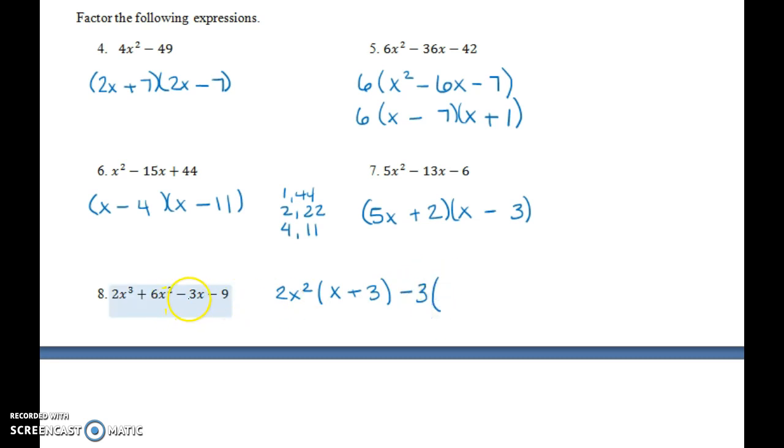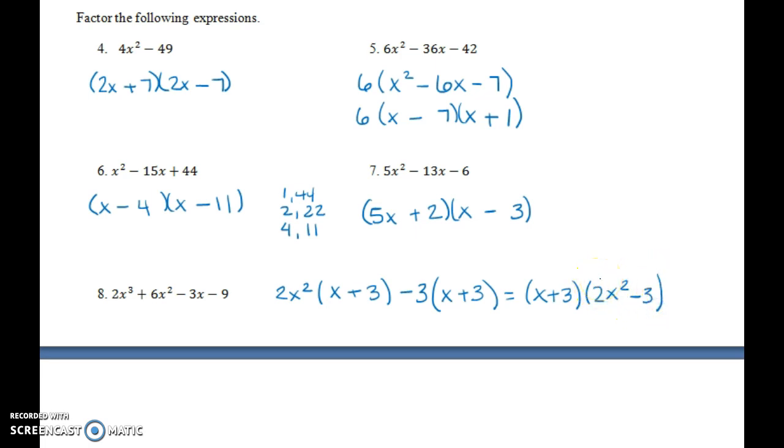You want to notice the negative as well because you need to make sure that your inner parentheses is the same. If you divide by a -3, that leaves you with an x. If you divide -9 by -3, that leaves you with a +3. Now you notice those are our common terms. And so this is my common factor. And both 2x squared and -3 were multiplied by my common factor.